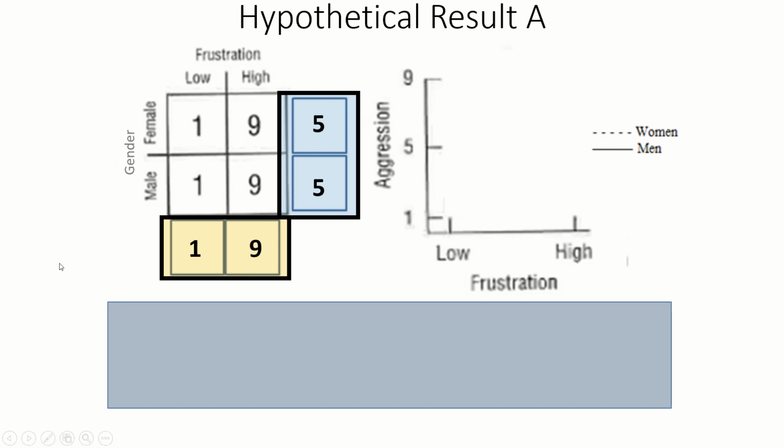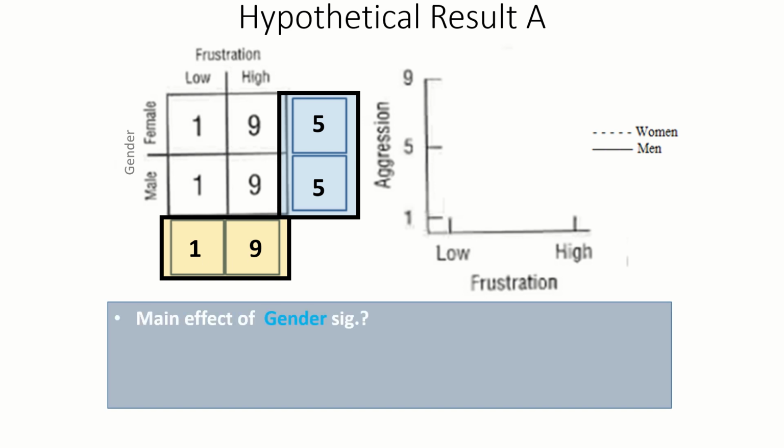And then we're going to use the same approach here, looking at the main effect of frustration. Sorry, the reveal came a little bit too soon, but we're going to do a marginal mean for low frustration and then a marginal mean for high frustration. And again, we're just going to do a simple average. 1 plus 1 divided by 2 gives us 1, and then 9 plus 9 divided by 2 will give us 9. All right. So those are the marginal means. So again, we're going to use the marginal means to figure out whether there are main effects, a main effect of gender and then a main effect of frustration.